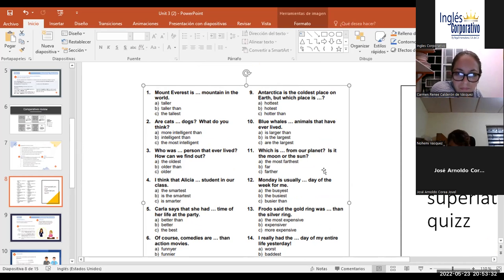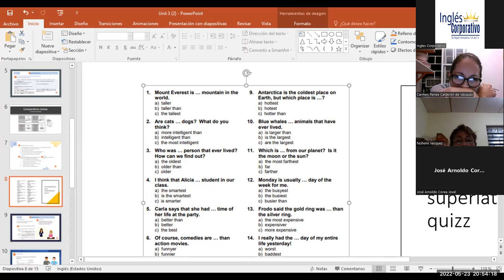Bueno, la 10. O sea, el tópico: blue whales. Las ballenas azules. The largest. Ah, no, porque en are, plural, ¿verdad? Are the largest. ¿Y cuáles serían? Las ballenas azules. Sí, como está en plural. Little C. Are the largest. Yes.